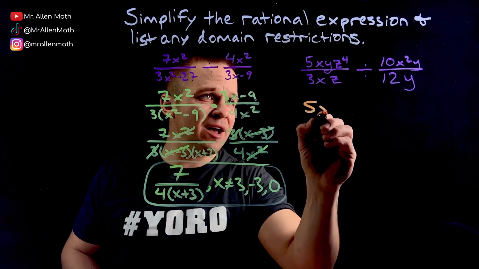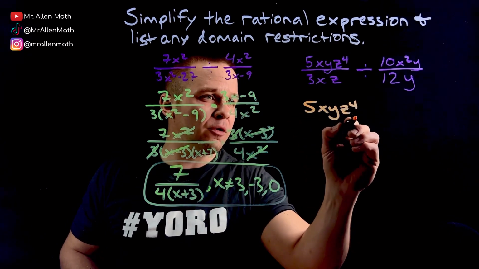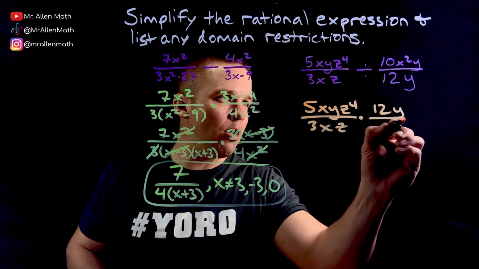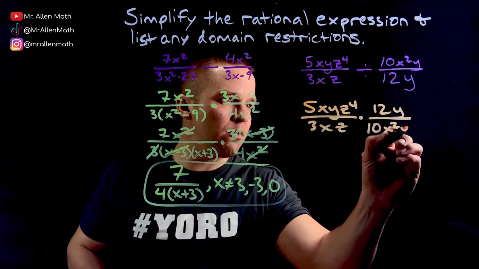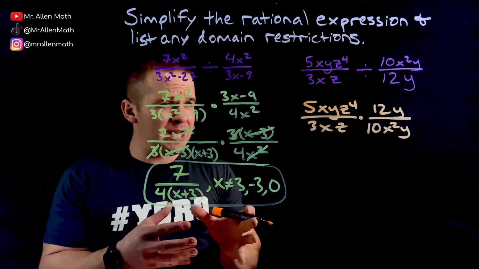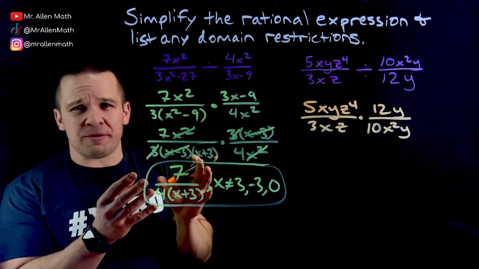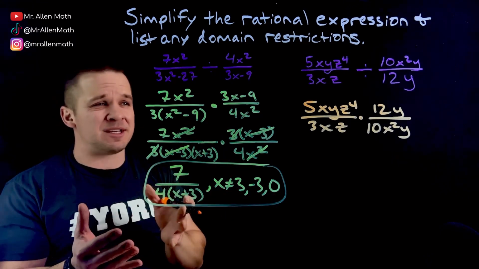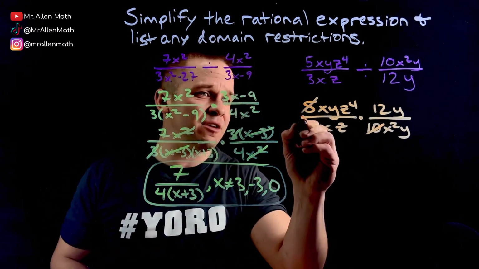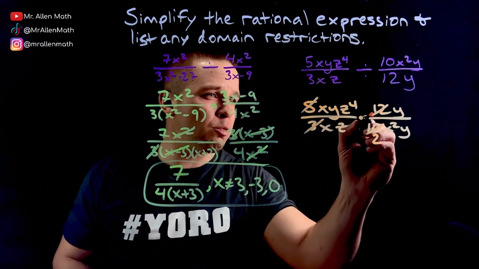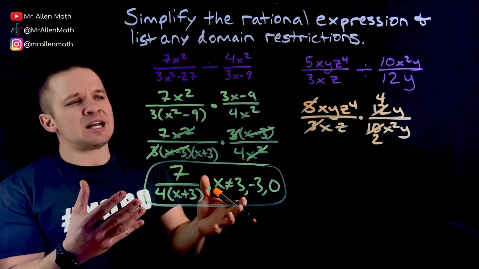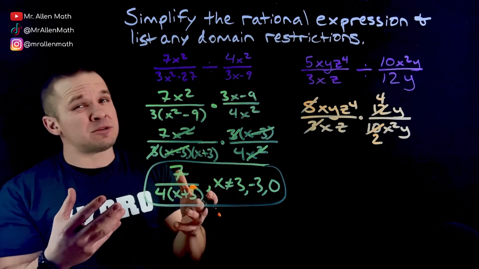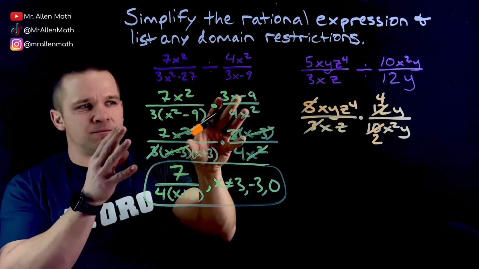So I'm going to have 5xyz to the 4th over 3xz times 12y over 10x squared y. Awesome. Now with these, I like to look for any simplifications with my numbers, and then my variables I like to put together before I simplify. Otherwise, I tend to miss things or make mistakes. So 10 and 5 can be reduced. That's going to become a 2. 3 and 12, that'll become a 4. Not too bad to put that one together and see 60 divided by 30 is going to be 2. But sometimes those numbers get pretty big, so I like to simplify them like that.